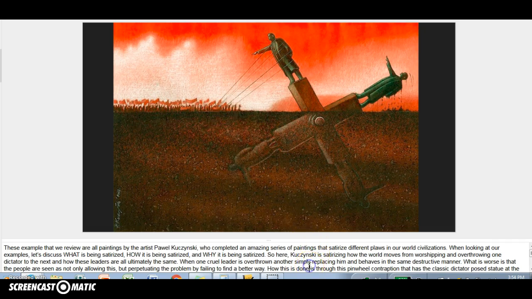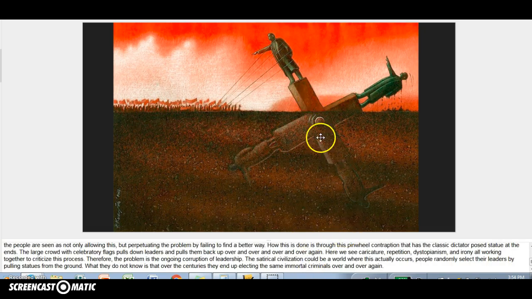How this is communicated is through this pinwheel contraption that has the classic dictator pose statue at the top. We've seen statues like this before in history classes about Russia and Italy. It's the classic pose. And these statues are being pulled down by this large celebrating crowd with all of their flags. And so they're pulling down the leaders, but by doing that, they're pulling up a new leader, and it happens over and over and over again.